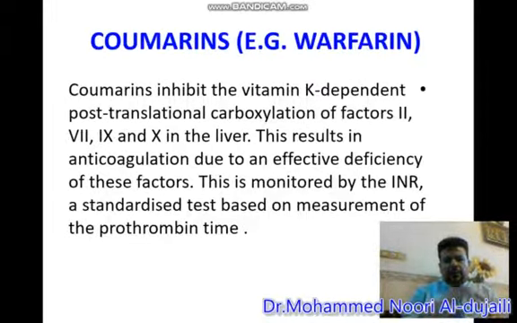Another anticoagulant is warfarin, which acts on the vitamin K dependent factors, which are 2, 7, 9, and 10, and can be followed up by PT and INR. Heparin can be followed by PTT and reversed by protamine sulfate.